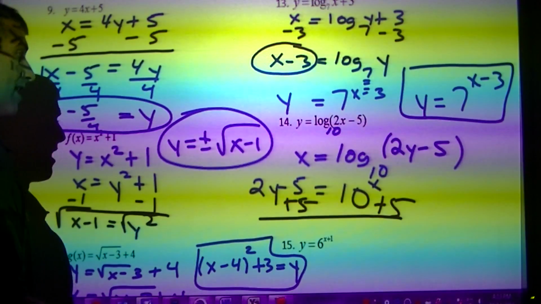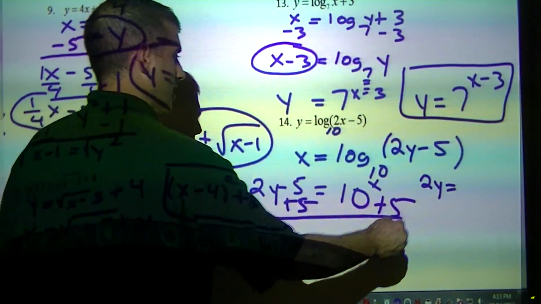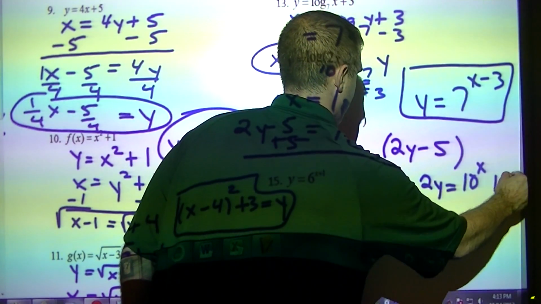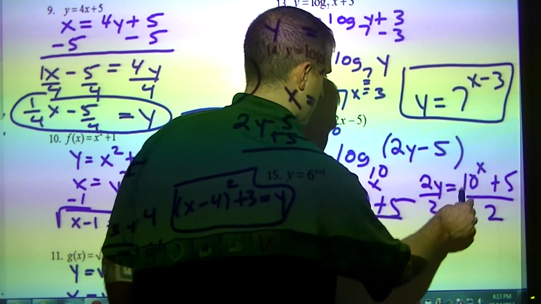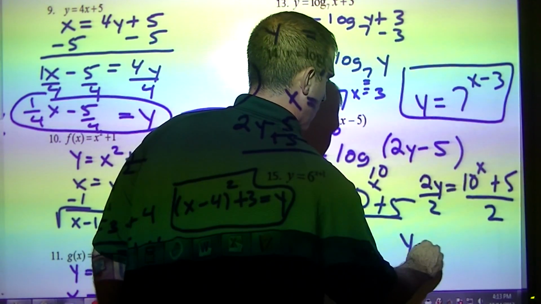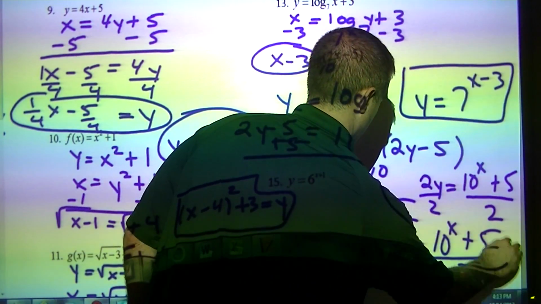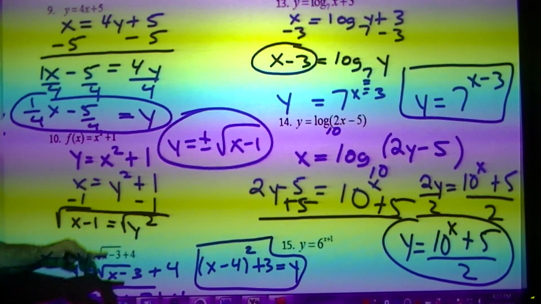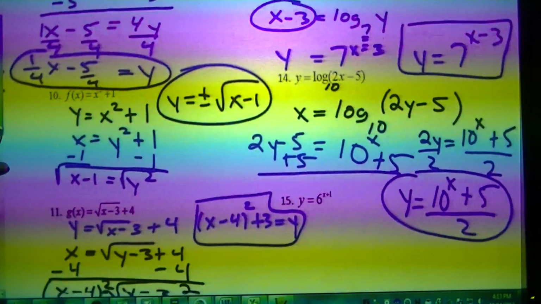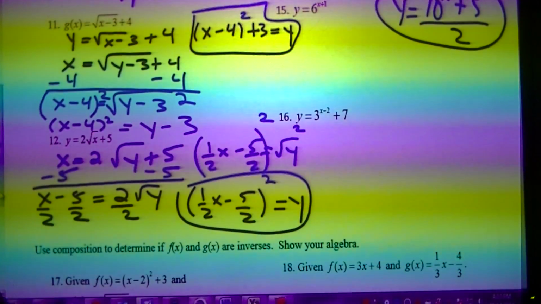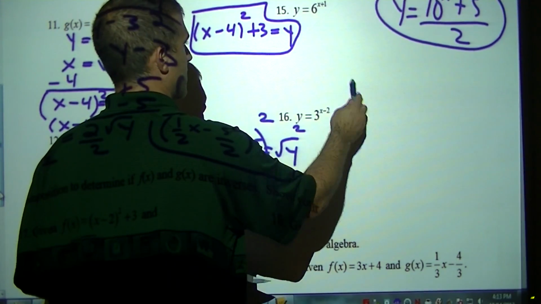I've run out of room, so I got 2y equals 10 to the x plus 5. And I'm going to divide the whole thing by 2. So you can either make that 1/2 times 10 to the x plus 5 halves, or all over 2. Moving down to number 15, I've really run out of a lot of room here, so please forgive the messiness.